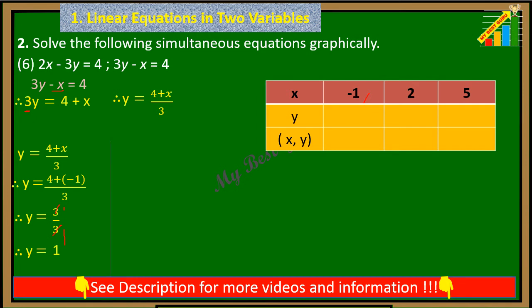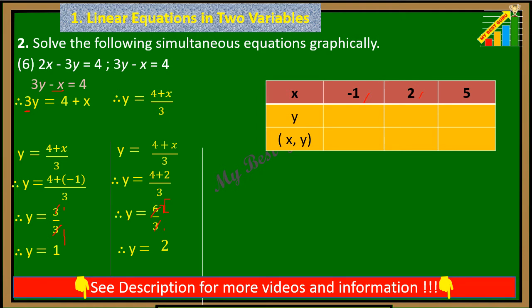Now next we will put the value of x as 2. So we have y is equal to (4 plus x) divided by 3. On the place of x we will put 2. So (4 plus 2) divided by 3. Now y is equal to 4 plus 2 is 6, divided by 3. Now 3 ones are 3 and 3 twos are 6. So y is equal to 2.